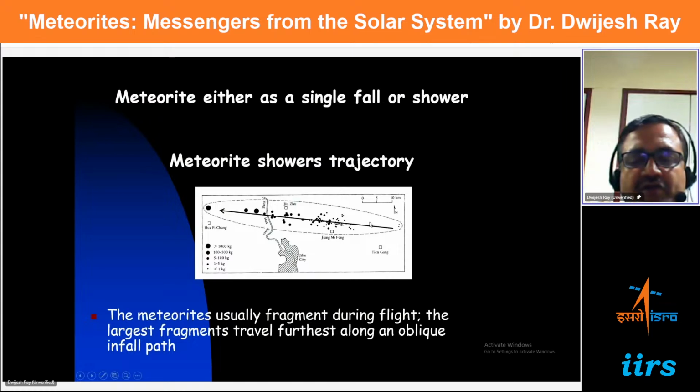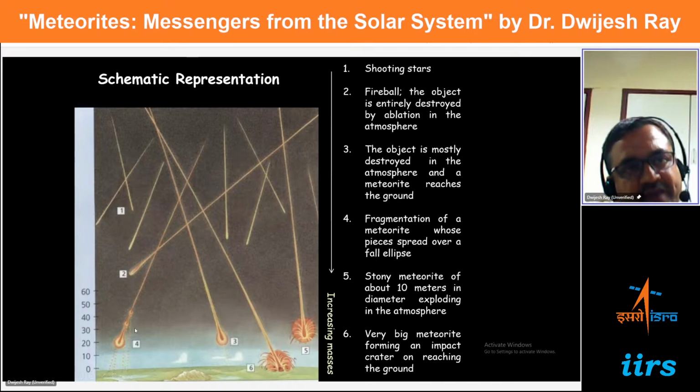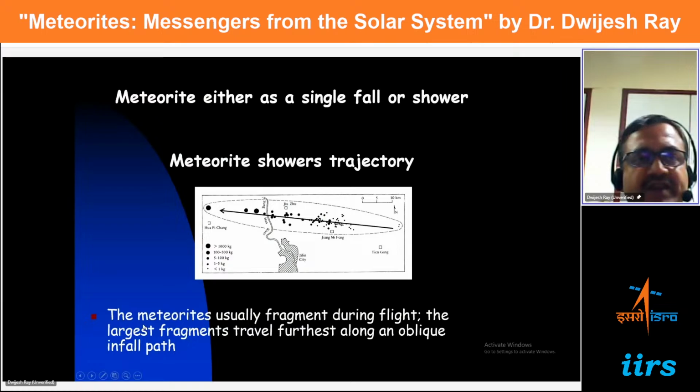Sometimes, if you remember the earlier figure, fragmentation happens in the different atmospheric boundaries. So you know the troposphere, stratosphere. This kind of fragmentation can happen. So instead of a single stone, we can expect a large number of stones of different masses. This we call a meteor shower.